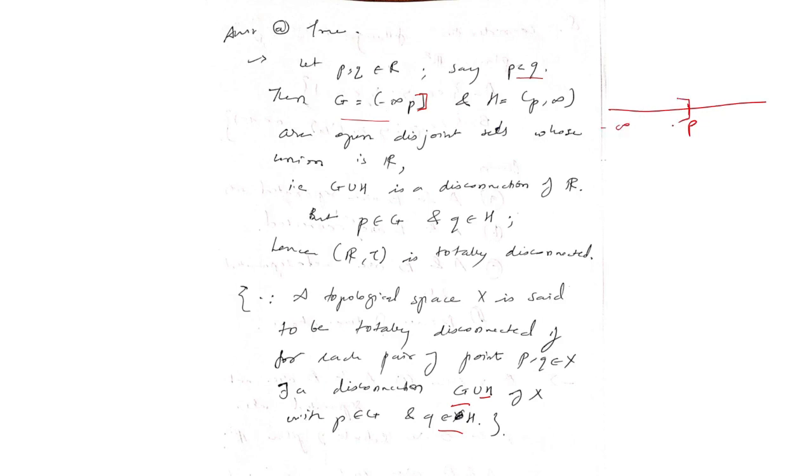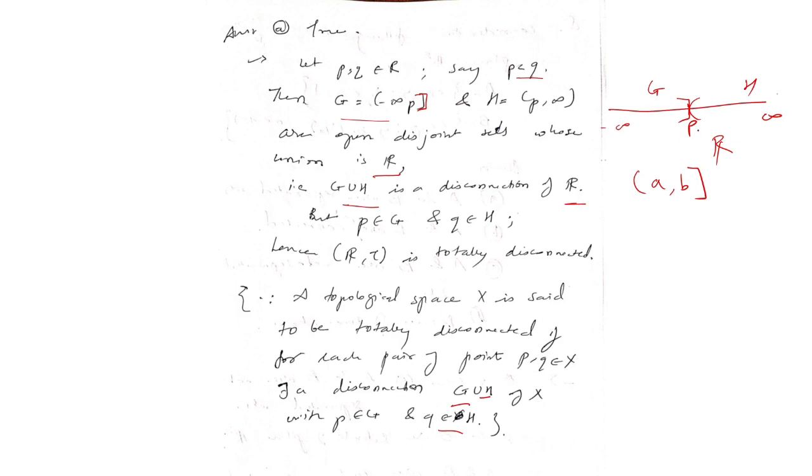So from minus infinity to P, we are taking it as G, and from P to infinity, we are taking it as H. These are open disjoint sets whose union is R. Because the topology contains sets like this, both G and H are open and disjoint, and their union is the whole of R. That is, we got that G union H is a disconnection of R.